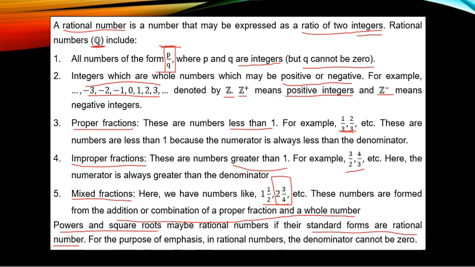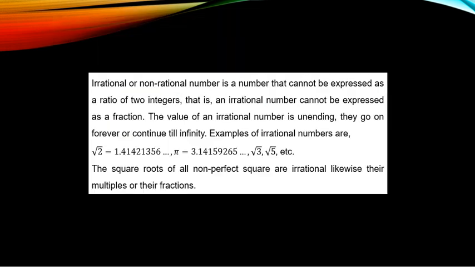For the purpose of emphasis, in rational numbers, the denominator cannot be 0. You must note that. If it is 0, it means it's no longer a rational number. It will be undefined. For example, 2 divided by 0 is not possible. You can't divide 2 by nothing. So in a rational number, the denominator cannot be 0. Are you following? Okay.